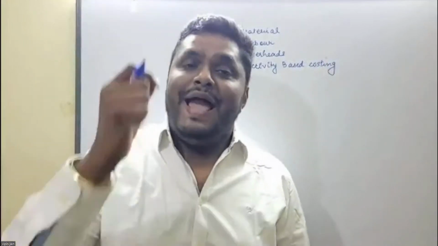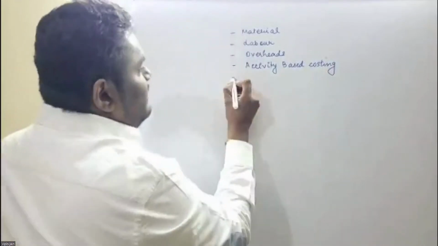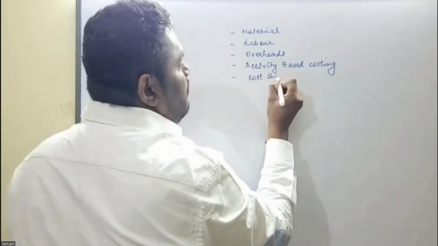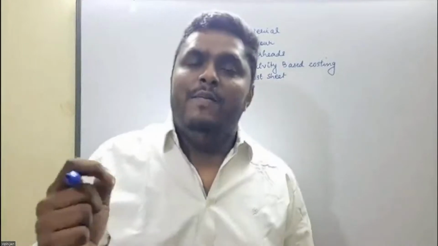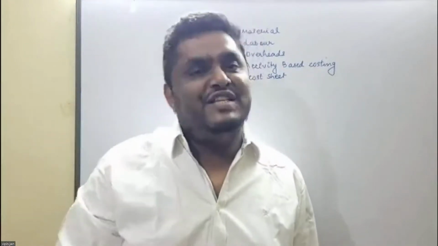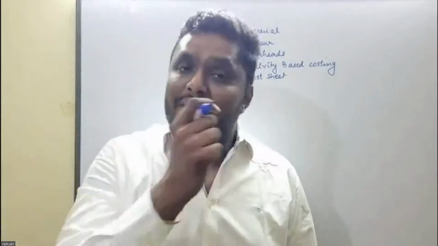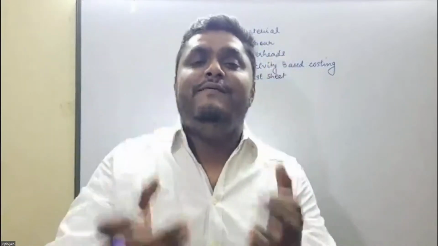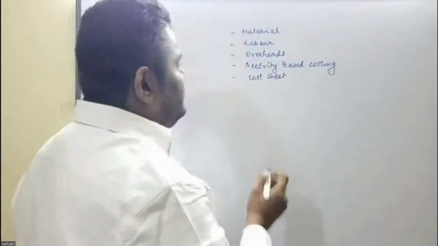Thereafter, for the calculation of the total cost of a product, we will be discussing the chapter named cost sheet. So I repeat again: material, labor, and overhead, the three major elements of the cost. Thereafter, activity-based costing, plus how to calculate the total cost. What is the format of calculating the total cost? We will be discussing it in a very systematic way in cost sheet.